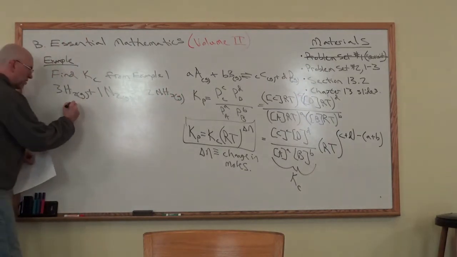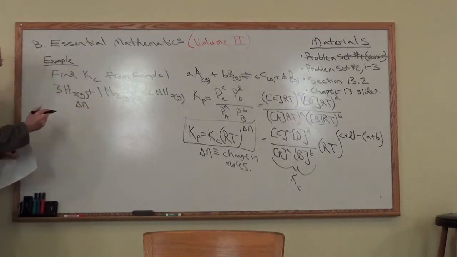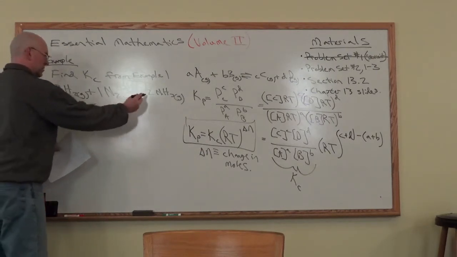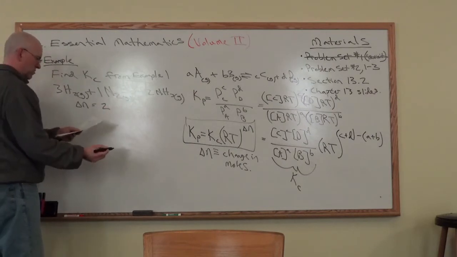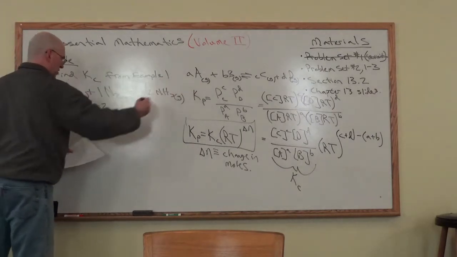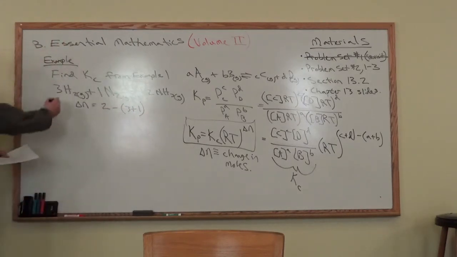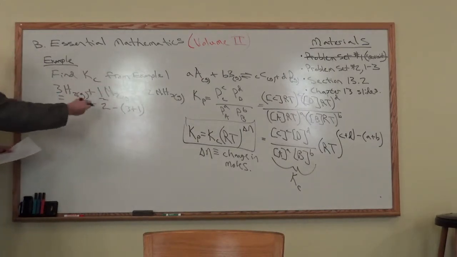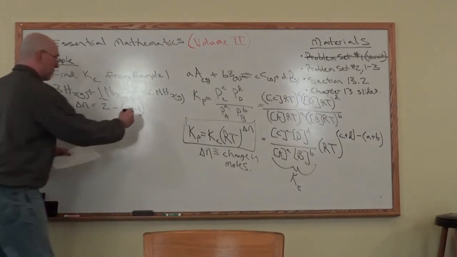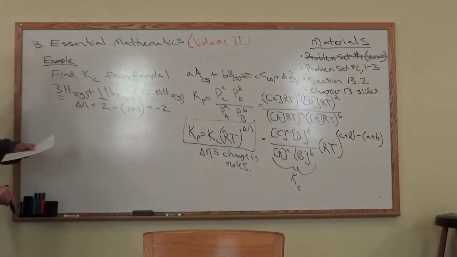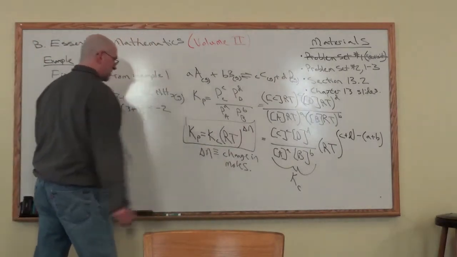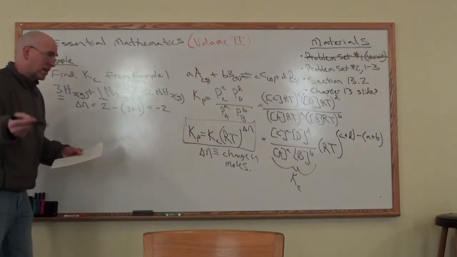Let's just do the delta N part first, because I think that'll be easier. So delta N is going to be 2. That's the only thing over there. That's not like there's another one over here. Minus 3 plus 1. So final moles minus the initial moles. So wow, we get a negative 2 number. That's weird. Okay. But that's what it is. So when we put the numbers into this formula, we're going to have to do this. Now, take my word for a couple of things here.